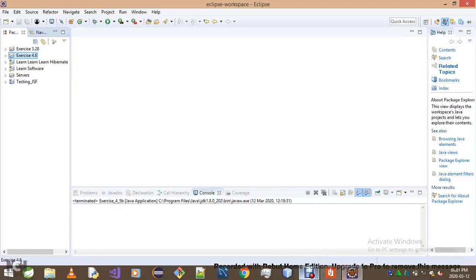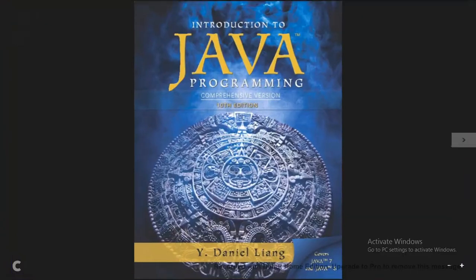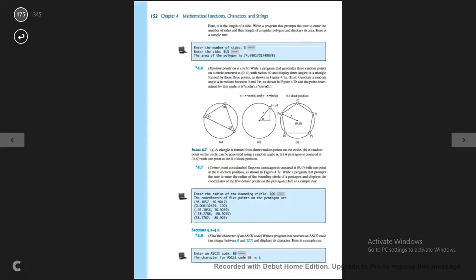Today we're actually doing exercise 4.6. This is the textbook we're using in case you haven't yet got your own PDF. Okay, so it's actually on page 176.